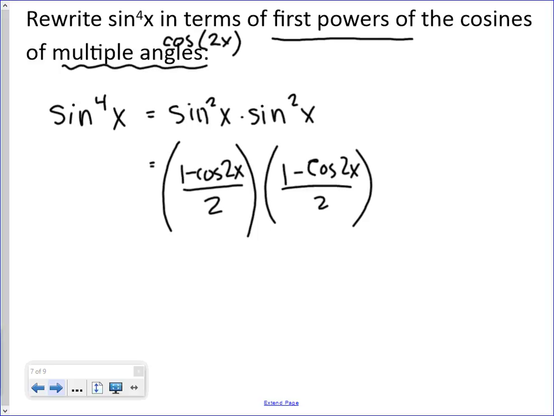I'm feeling good because I rewrote it, so now it doesn't have the raised to the fourth, it doesn't have the squares, but it does have cosines of multiple angles, so I like what I'm seeing so far. I need to multiply that out. So in the numerators, I'm going to have to FOIL, distribute, multiply. Okay. 1 minus 2 cosine 2x, and then it will be plus cosine squared 2x all over 4.